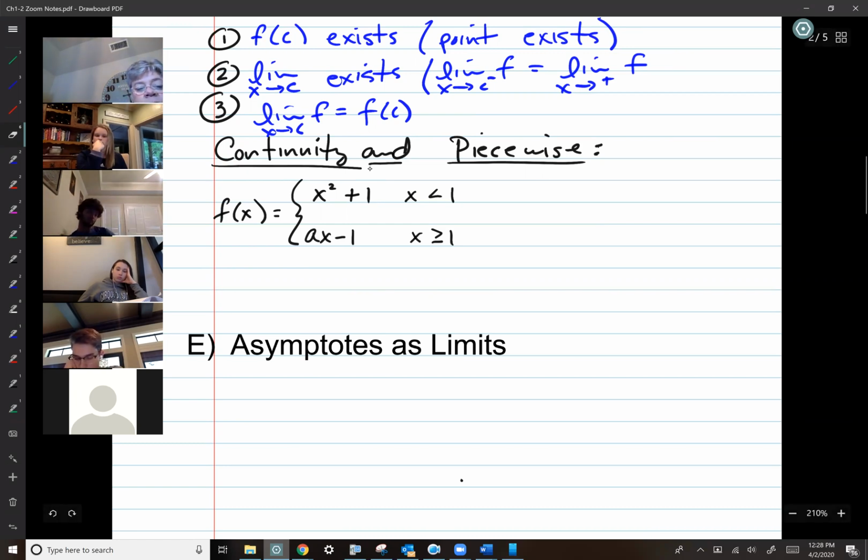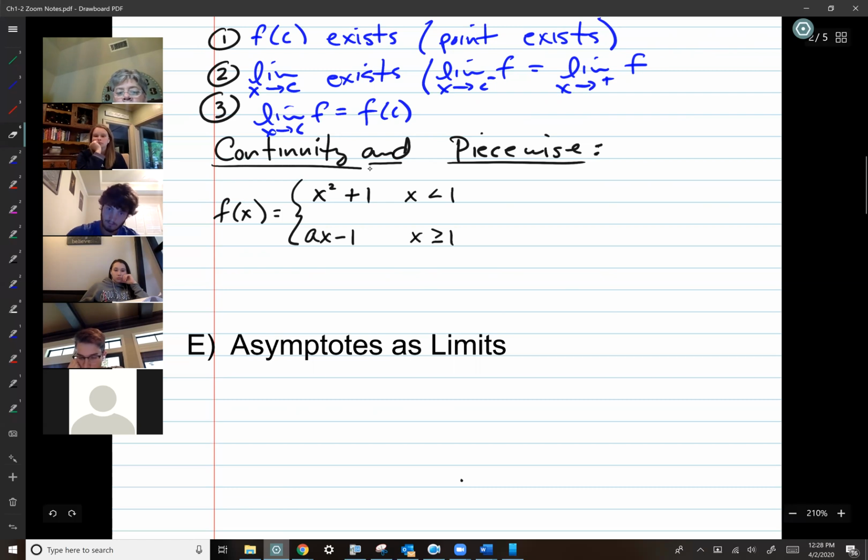If I gave you this piecewise function and I said, find the value of A that makes this continuous, do you remember doing these back in the day, like the first week of school? Think back to August, just before Labor Day.